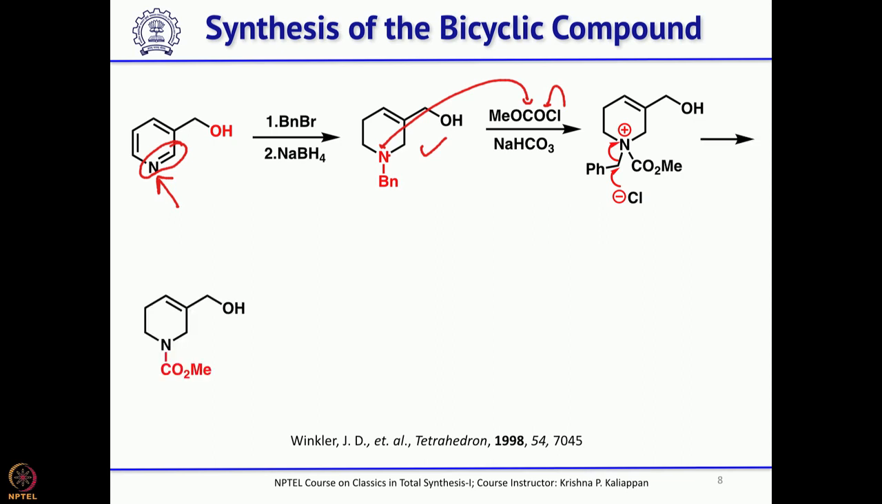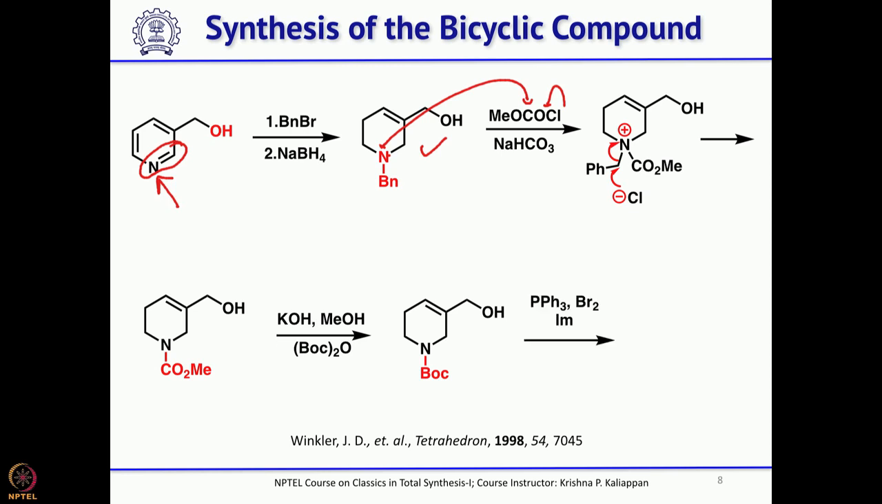So now you have removed the benzyl at COTME, but as I said, he wanted to protect the nitrogen as Boc protecting group. So again he treated with potassium hydroxide methanol, followed by a treatment with Boc anhydride, he could get N-Boc.